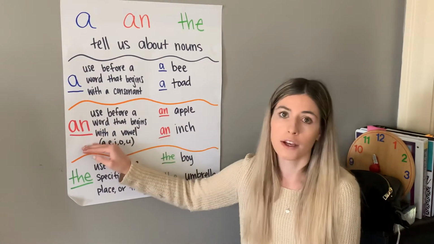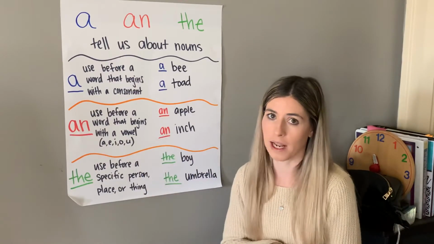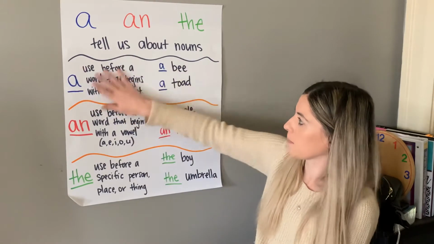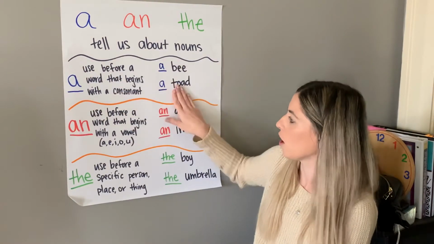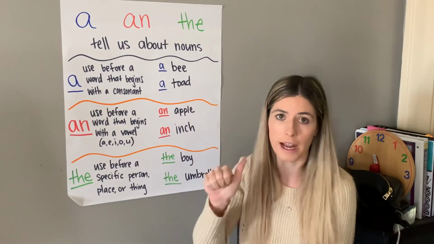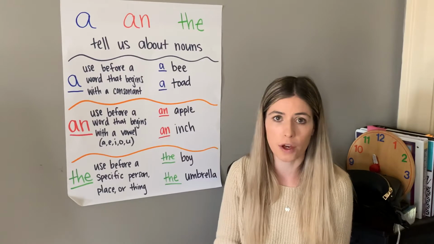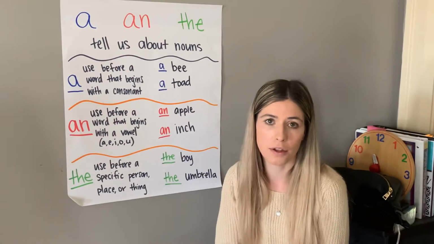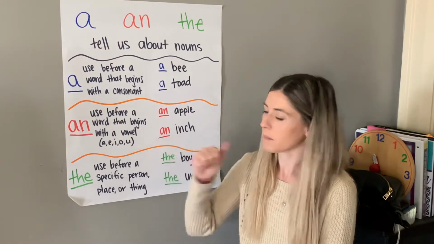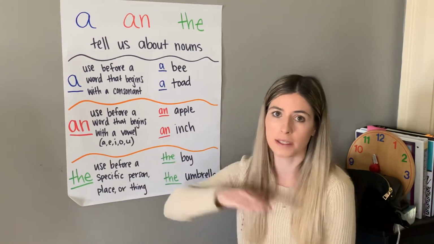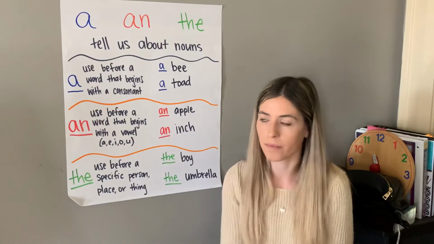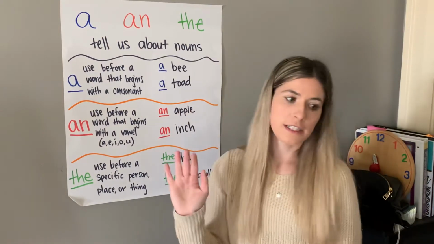A and an could be any of those nouns. Any person, place, or thing. But a is used before a word that starts with a consonant. An is used before a word that starts with a vowel. Vowels are A, E, I, O, U. We went over those way at the beginning of the year. You learned those back in kindergarten, so you should know your vowels by now. Vowels are A, E, I, O, U. Consonants are any other letter. Anything other than A, E, I, O, U. So that's our lesson for today.